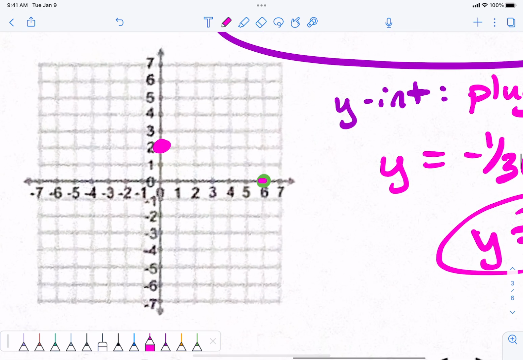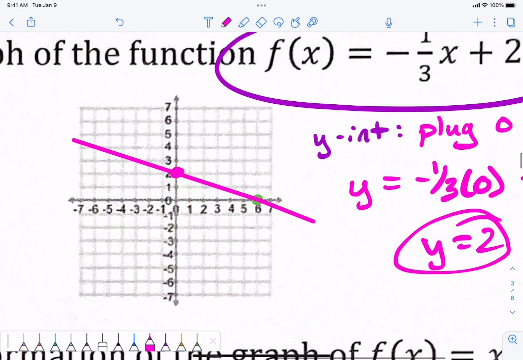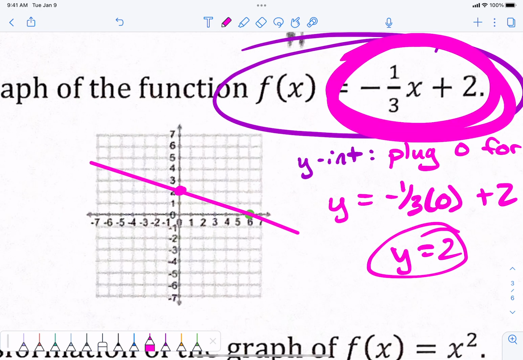It's going to look like this. That's a linear function. You can check to make sure that makes sense. If we graph this linear function, where would you start? You start at 2, and you would go down 1/3. Did we go down 1/3? Yes, that's exactly what we did. So you can check that. Make sense? Perfect.